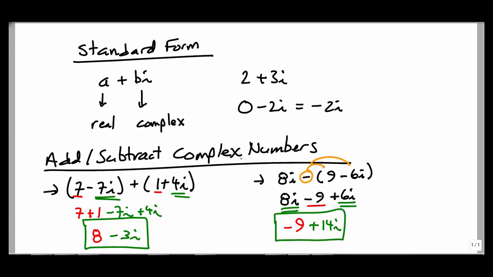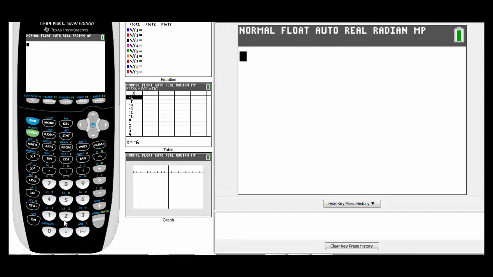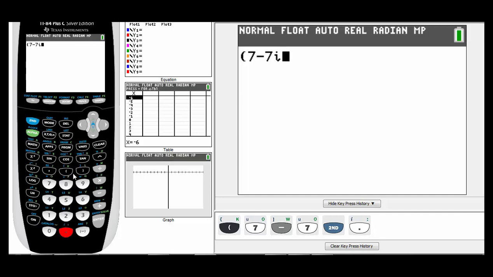Now let's go ahead and look at how we would do one of these with a calculator, because you do have an I key on your calculator. Your I key is right down here, right above the decimal. Okay, so it's right here, the I. So let's look at our first one. If you want to put in the parentheses, you could do 7 minus, remember don't use your negative key, use your minus key, 7i. Now to get to that blue I, we have to hit second and then the decimal to get the blue I.